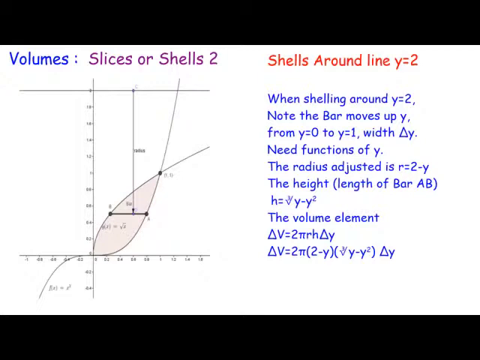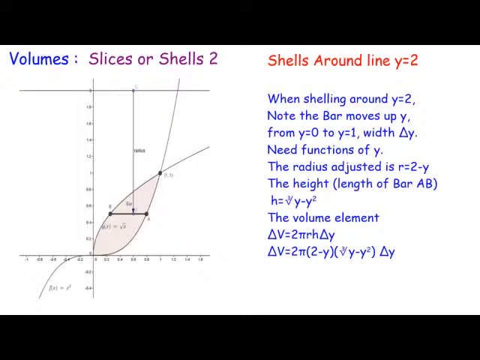The height of the cylindrical shell, which when flattened turns into that rectangular prism, is just the length of AB, which is the difference in the two functions. Since we're working in y again, we need the functional values in terms of y as well. So we're going to need to rearrange the x functions as functions of y, and have a quick look at the heights and the radii.